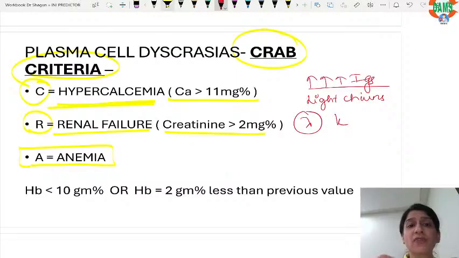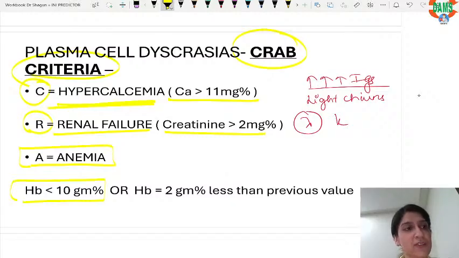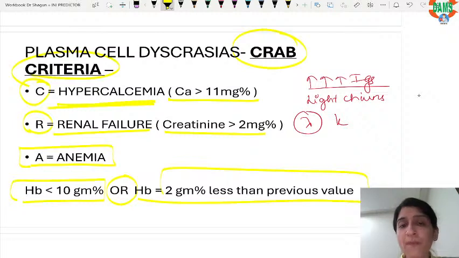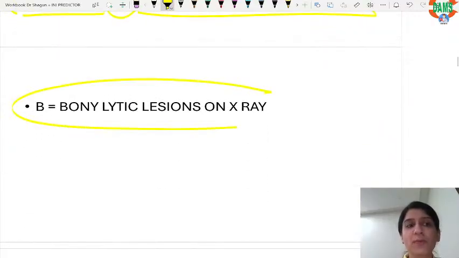Next, I was talking about CRAB. So A stands for anemia. Now, when do you say anemia? If the patient's hemoglobin is less than 10 gram percentage, or if you have a previous value of that patient, and in the report the hemoglobin is now 2 gram percentage less than the previous value. And B stands for bony lytic lesions on the X-ray.